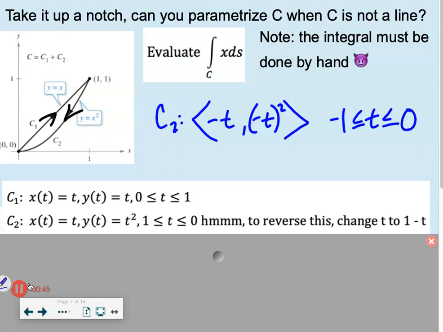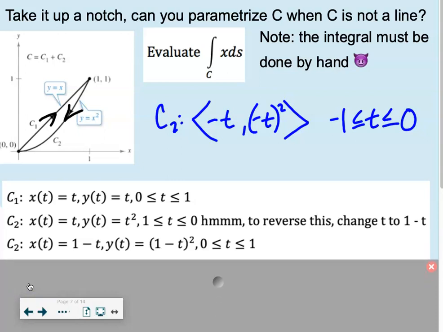But I went ahead and shifted everything to the right one more place so I could start from 0 instead of starting from negative 1. So instead of using negative t and negative t squared, I let it be 1 minus t and 1 minus t squared so that it went from 0 to 1. It doesn't matter, as long as it's mathematically correct. All right, so we've got our c sub 1 and our c sub 2.